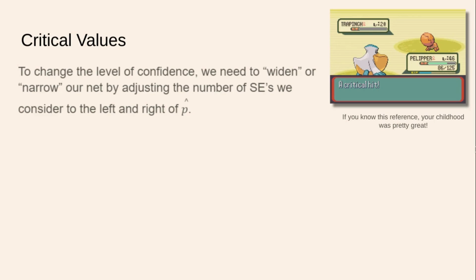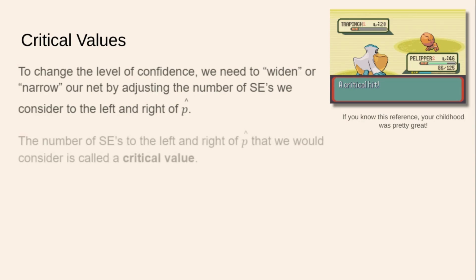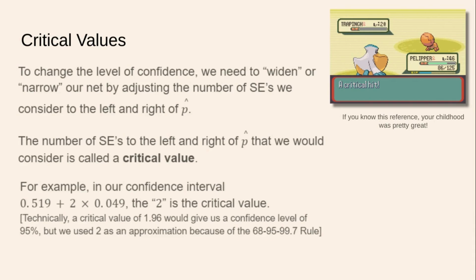So to change the level of confidence, we need to widen or narrow our net by adjusting the number of standard errors, or in the prior example, standard deviations, we consider to the left and right of p hat, our sample proportion. The number of standard errors to the left and right of the sample proportion we would consider is called the critical value.